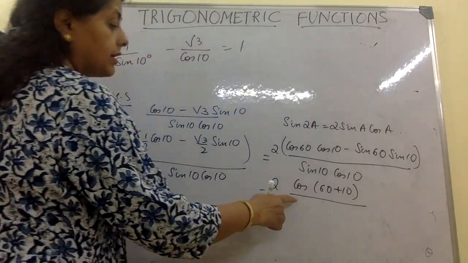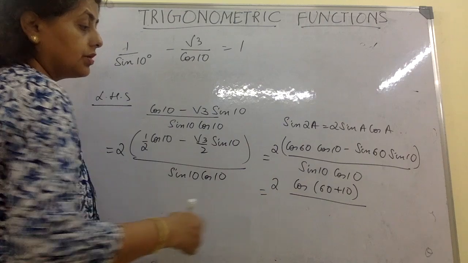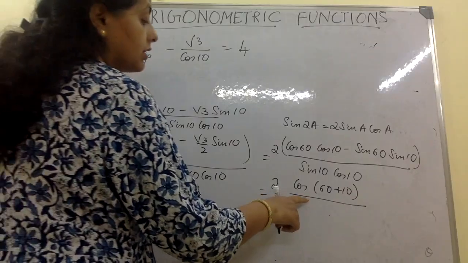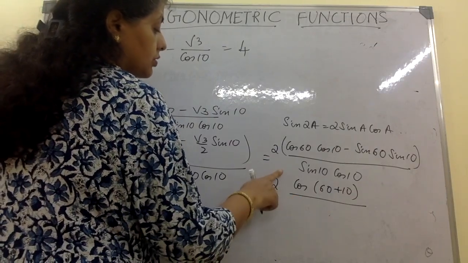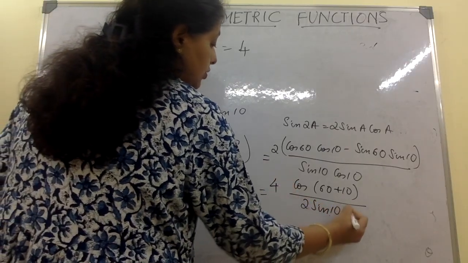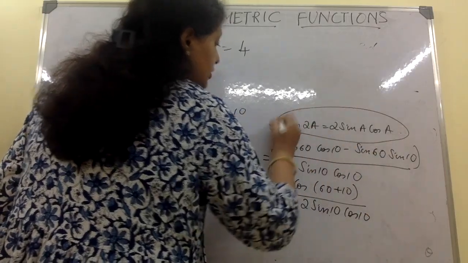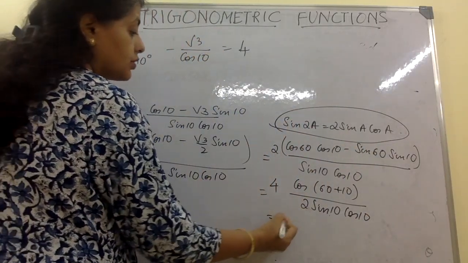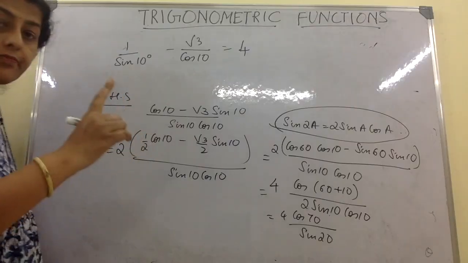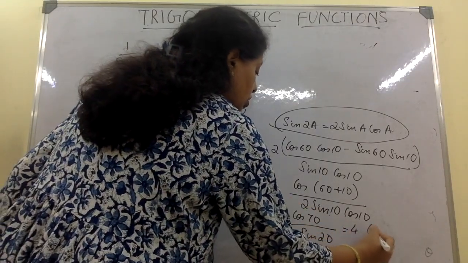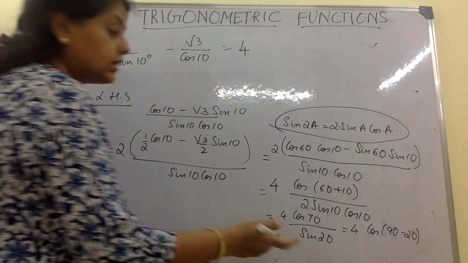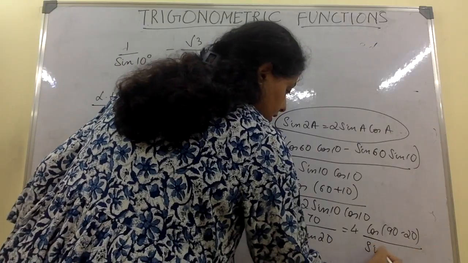And here, if I multiply with the 2 here, I'm sorry, we'll have to prove this is equal to 4, not 1. If I multiply with a 2 here, then I'll have to multiply a 2 here also. So this becomes 4 and 2 sine 10 cos 10. As I said, this is the formula which was going on in my mind for the denominator. So 4 cos 70 and sine 20, but that is not helping me. So 4 cos 90 minus 20.